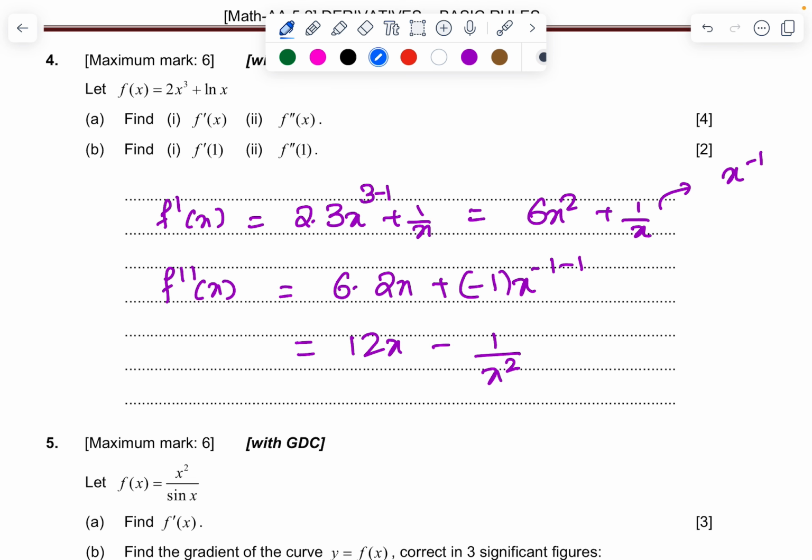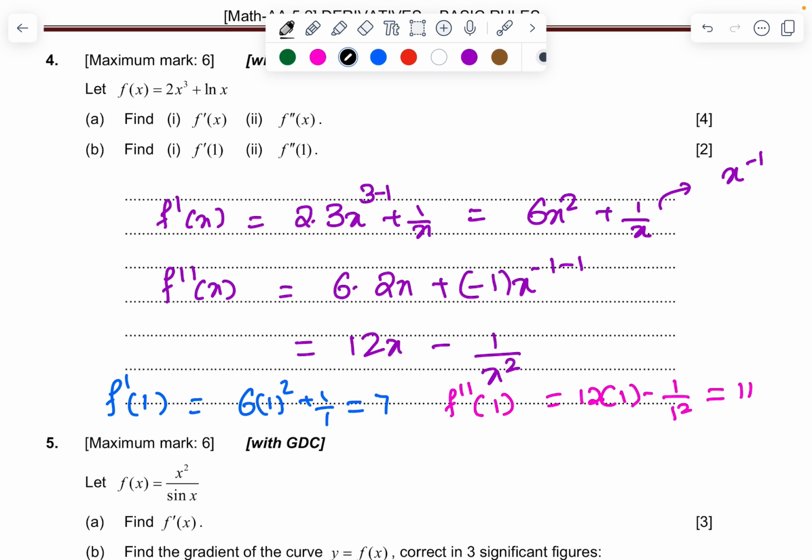Now f prime of 1 is going to be 6 times 1 square plus 1 upon 1, which is going to be 7. F double prime of 1, which is 12 times 1 minus 1 upon 1 square, which is 11. So this is A, first part and second part, and this is B, first part and second part.